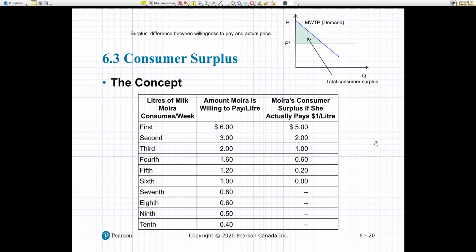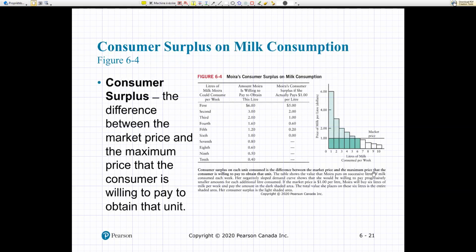So here, the graph is there. Here's a discrete version of what I've just been saying. The surplus for the first unit would be 6 minus 1, so 5. Then Moira's whole consumption would have brought this total surplus: 5 plus 2 plus 1 plus 0.6 plus 0.2. So I think that's quite an easy concept to understand.